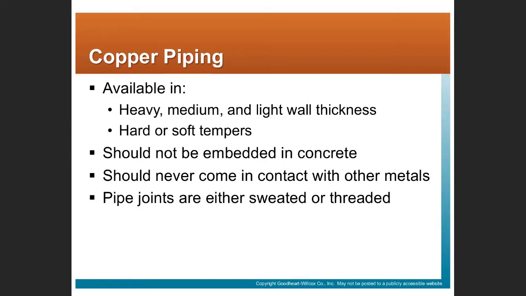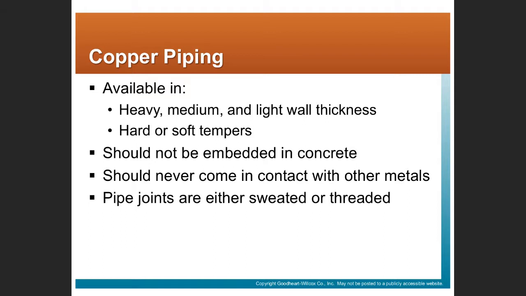We have a number of different types of copper piping: heavy, medium, and light wall thicknesses. You'll see what this looks like in a minute. Hard or soft tempers, right? Different characteristics of copper piping. We, generally speaking, don't embed copper in concrete because it will corrode. Generally speaking, we don't have copper in contact with other metals.